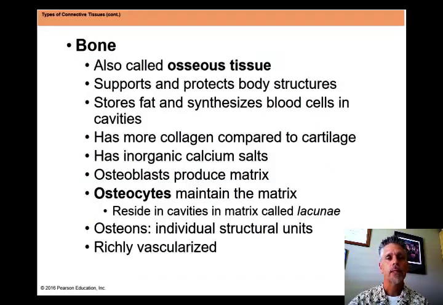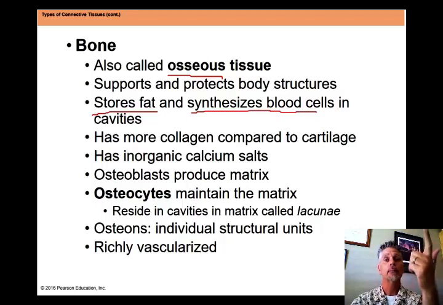Okay, then we get to bone. This is also called osseous tissue. It's ossified, it's hardened, etc. So not only does it support and protect, etc., but it works with the muscles. So the muscles connect to the bones so we can move the body itself. But also some interesting functions you wouldn't normally think of. Stores fat in terms of yellow bone marrow and synthesizes blood cells, both red and white blood cells, as well as platelets.